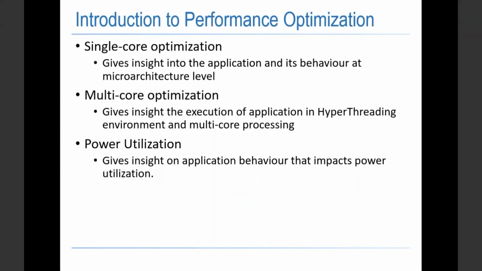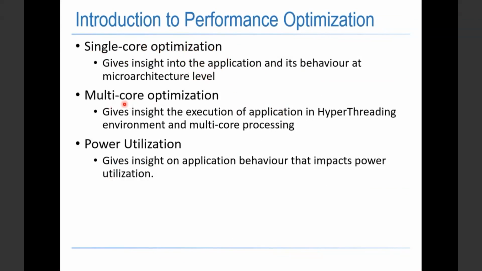Okay, and there are three categories of performance optimization. The first one here is single core optimization. In this single core optimization, it will give insight into the application and its behavior at the micro architecture level. Later we will see more detail on this, how to do the single core optimization.